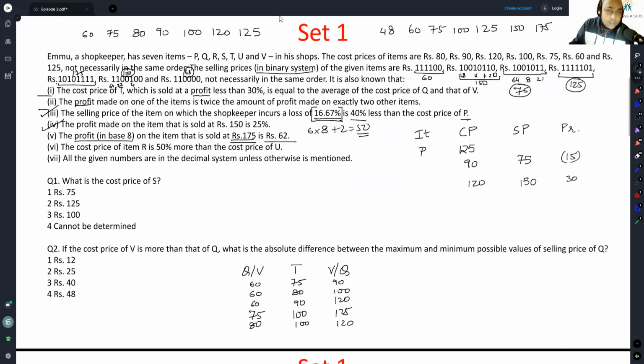So the cost price there should be 125. We already know which item has a cost price of 125. So the selling price here is 175 and the profit here is 50. Done. Okay.